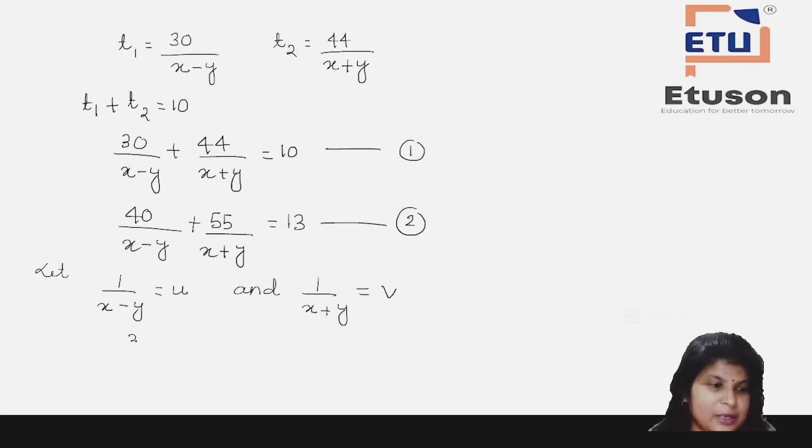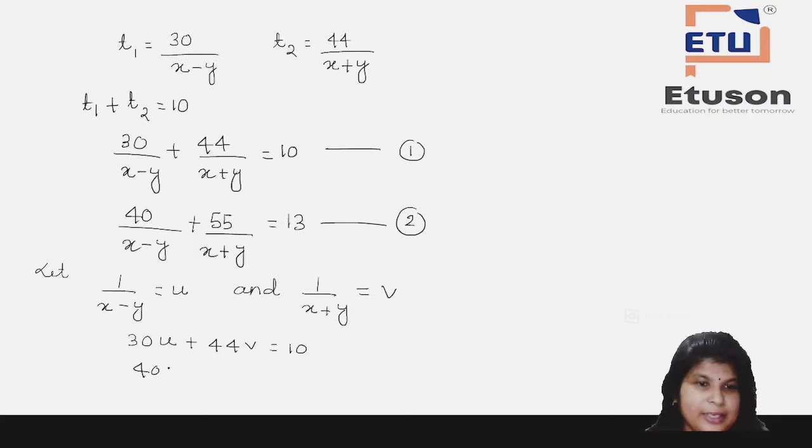So can I write down the equation like this? That is 30u plus 44v is equal to 10. And 40u plus 55v is equal to how much? 13. So this is your equation 3 and this is your equation 4.